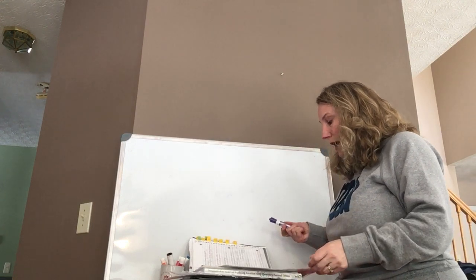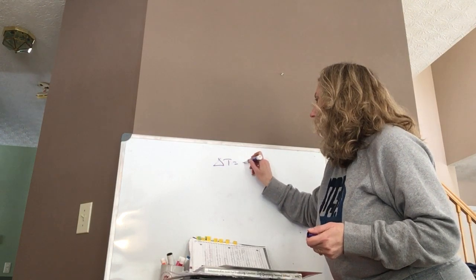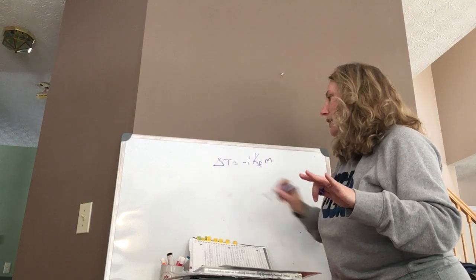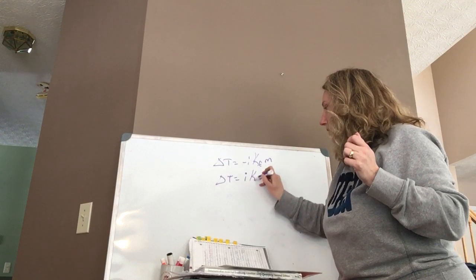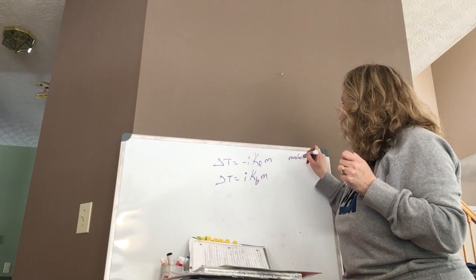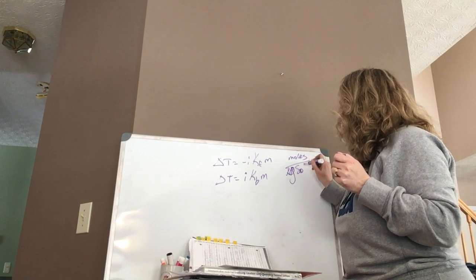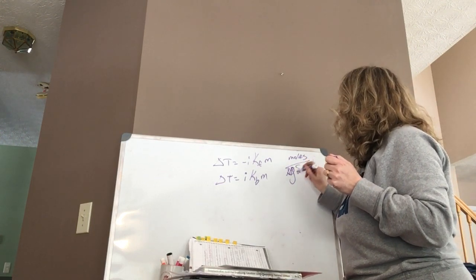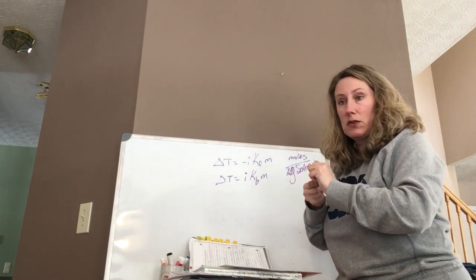So there are 2 formulas you need to memorize. Again, delta T equals negative I, if you're lowering the temperature, times K sub F, times your M, and delta T equals I, if you're raising the temperature, times K sub B, times M. And remember your M here is going to be your moles over your kilograms of solvent, so the weight of your water that you're mixing it into.